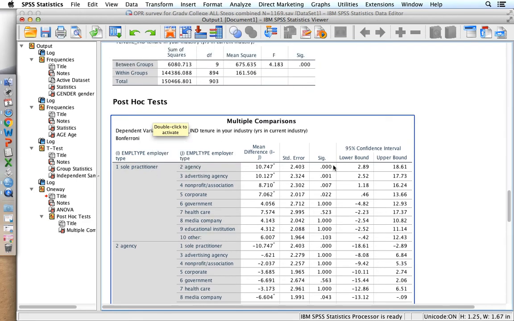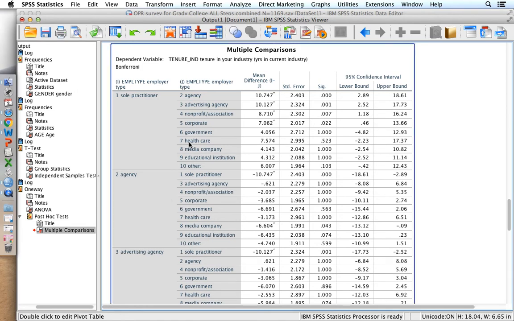So what I'm going to do is look through this SIG column right here, and try to find any statistically significant differences. And I see I got a bunch of them right up here at the very first sections. Sole practitioner versus agency is significant. Sole practitioner versus advertising agency. Sole practitioner versus nonprofit / association. And sole practitioner versus corporate. So these are all statistically significant.